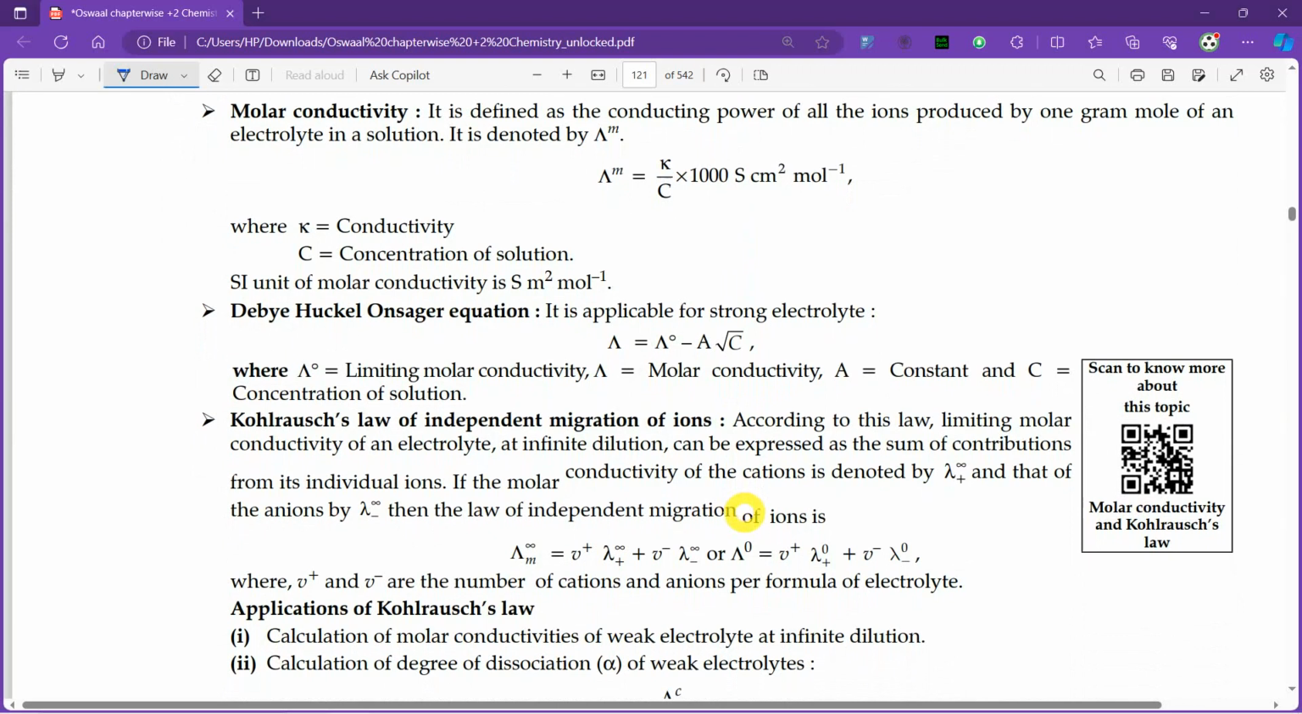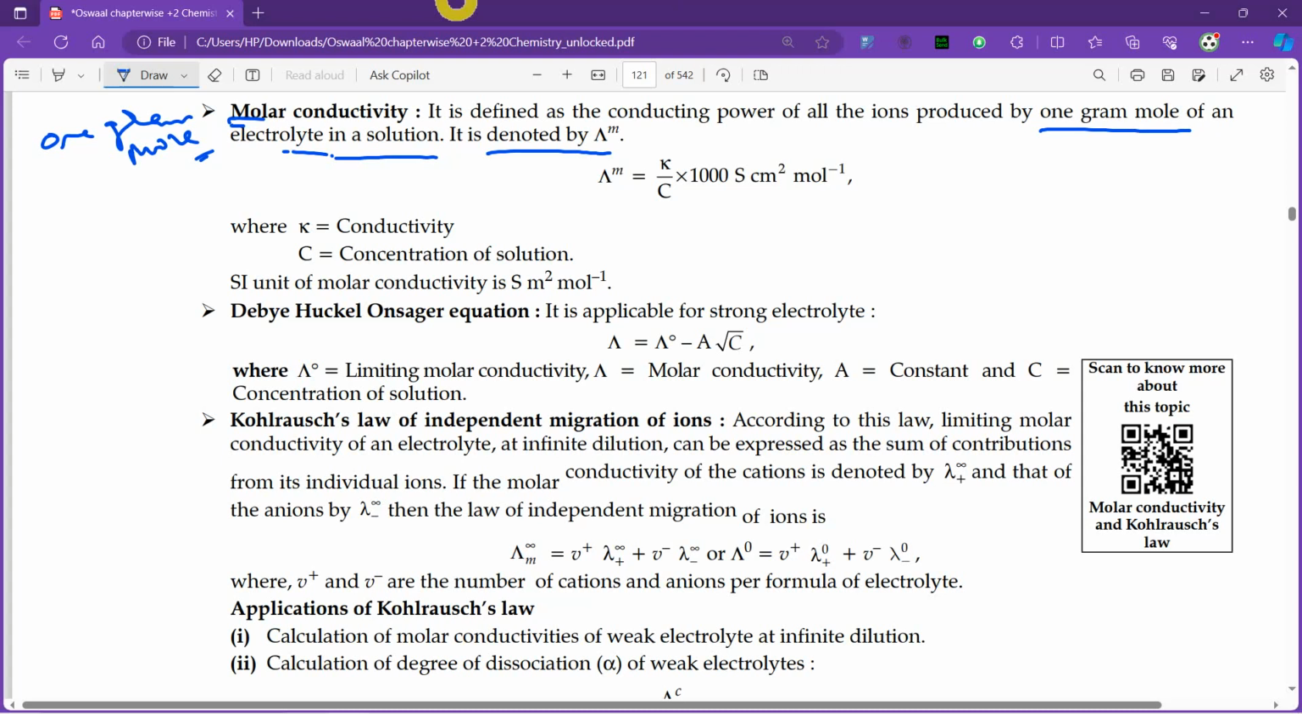What is molar conductivity? The conductivity of 1 gram mole of electrolyte in a solution. It is denoted by lambda. Got it? So molar conductivity is the conductivity due to 1 gram mole of electrolyte in a solution.